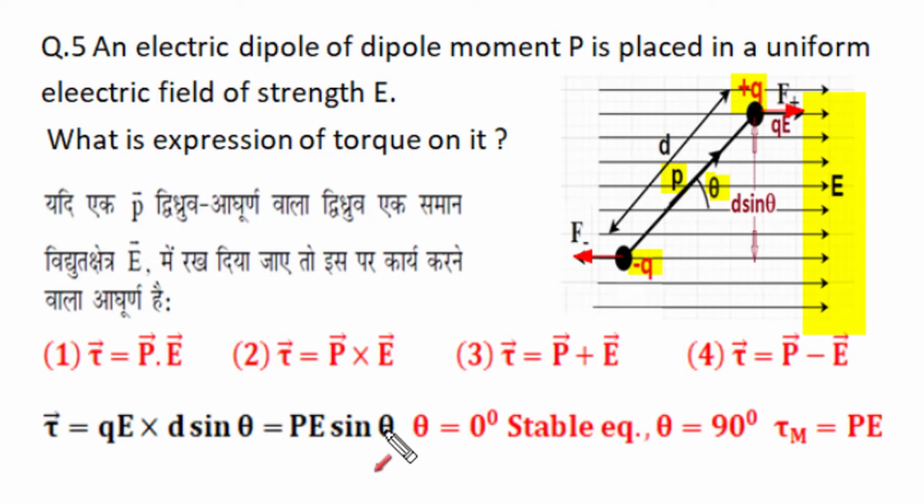theta, and in vector notation we can express the torque vector as the cross product or vector product of the dipole moment vector and the electric field intensity vector. The cross product of these two vectors is the magnitude of the first vector, the magnitude of the second vector, and the sine of the angle between the dipole moment and electric field intensity, which is theta in this diagram.